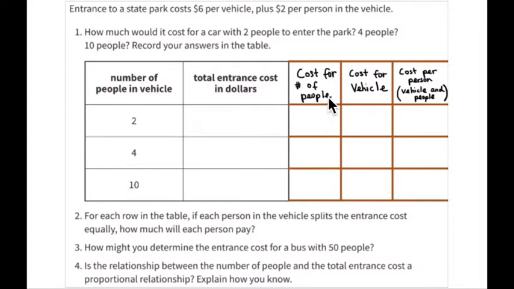So one of the columns is the cost for just the number of people entering the park. So forget about the vehicle for a moment, and just how much does it cost for just the people in the car? So the ranger looks in the car and says, okay, you have 5 people, $2 per person. That'll be $10 for the number of people in the car. And then in addition, you have to add the cost of the vehicle. So that's another $6.